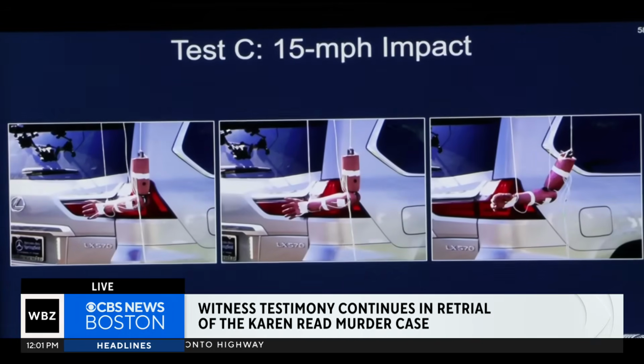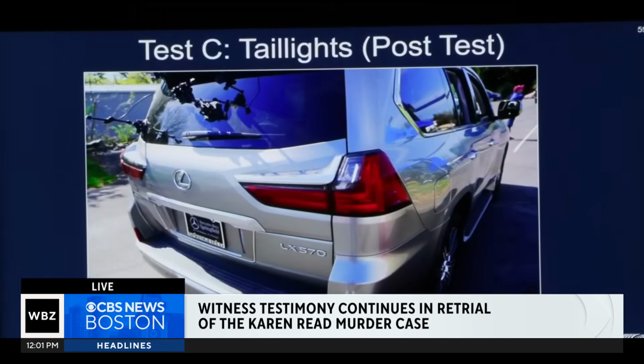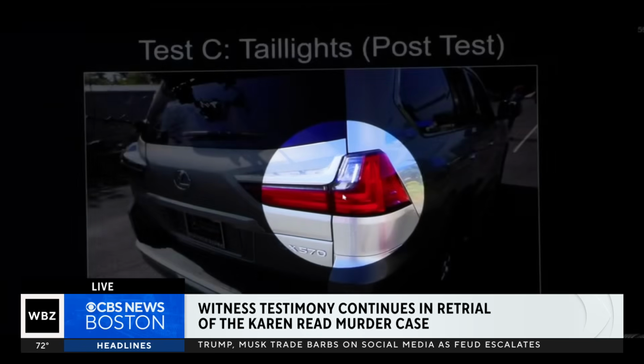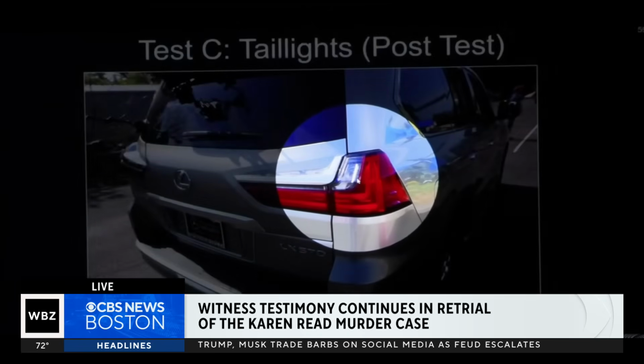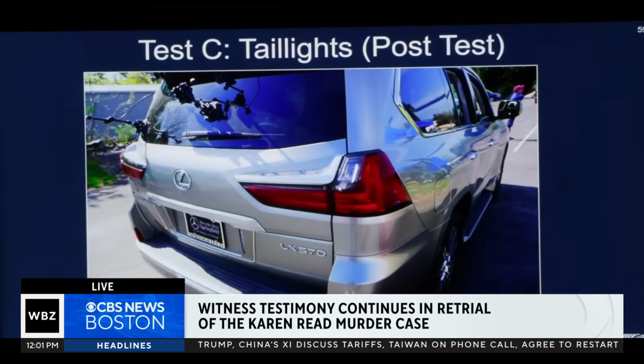Understood. Next slide, please. What are we looking at here? This is a photograph of the test vehicle subsequent to the test, depicting the, I'll say, lack of damage to the taillights. Describe what you did see in terms of damage or lack of damage on the taillight. There was no damage or fracturing to the taillights.